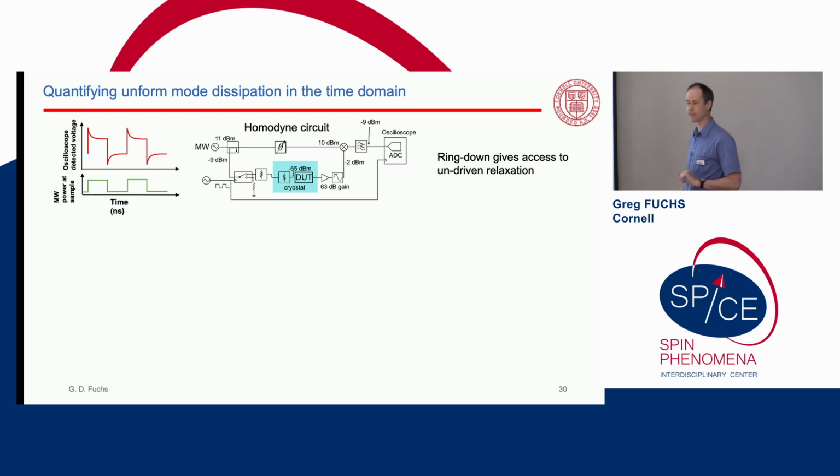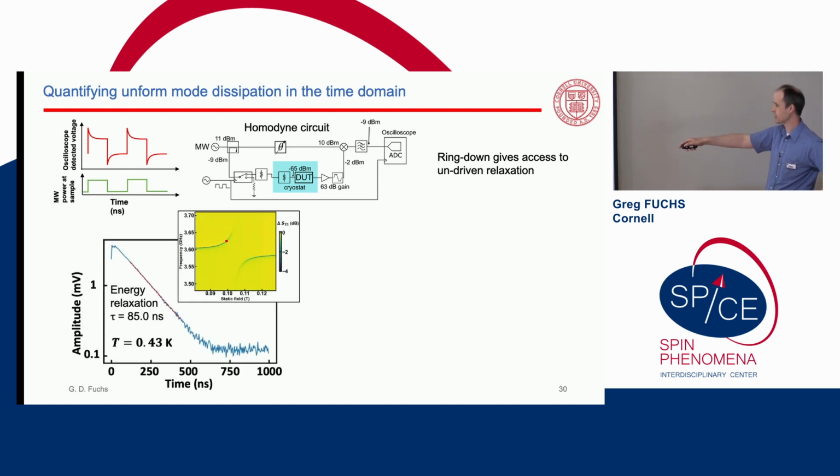So I want to go back to the uniform mode again, and show one maybe unnecessary but fun experiment that we did, which is to try to look at these line widths directly in the time domain, with the idea that looking at the ring down directly allows us to look at undriven relaxation. So to do this, we do a homodyne experiment. Essentially, we split a microwave drive into a tone that we put through the sample and a reference tone, and then we recombine them on a mixer and look at that directly on an oscilloscope, okay?